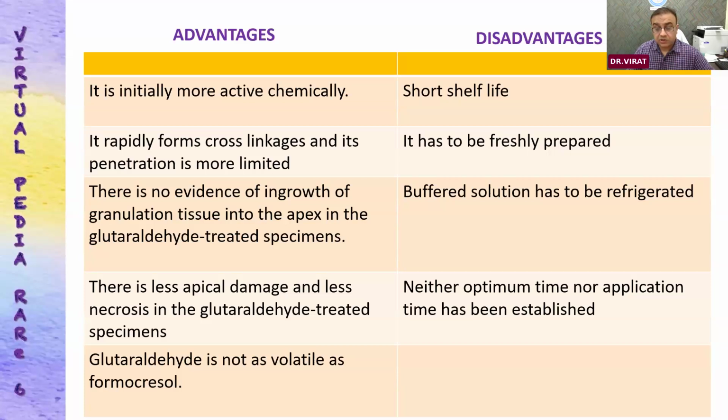Glutaraldehyde is not as volatile as formocresol. Disadvantages include that it has a short shelf life, it has to be freshly prepared, and the buffered solution has to be refrigerated. Neither the optimum time nor the application time has been established.